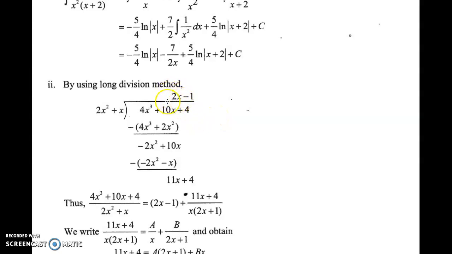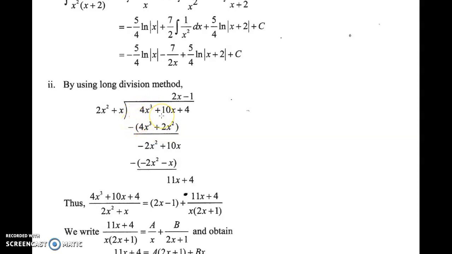First, they try to solve for 4x to the power of 3. So how to get 4x to the power of 3? We'll need to multiply 2x to this. So 2x times this will give you 4x to the power of 3 together with plus 2x squared. That is how they get this. And then you're going to subtract.